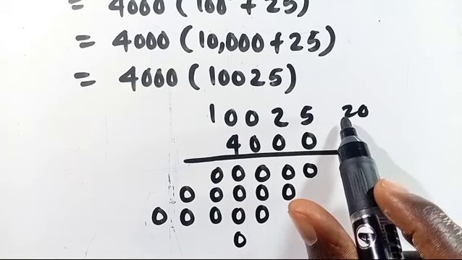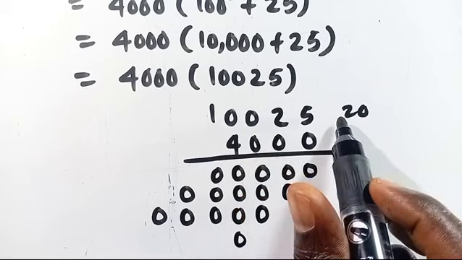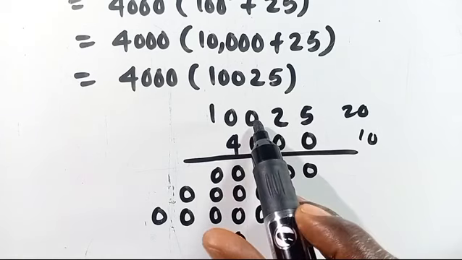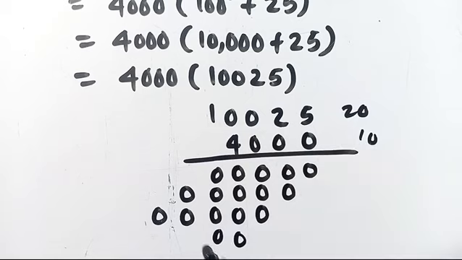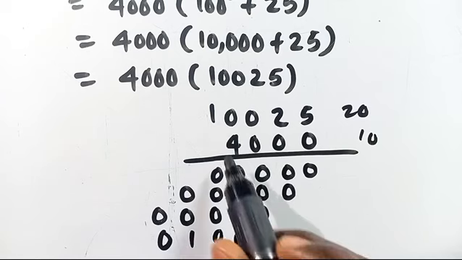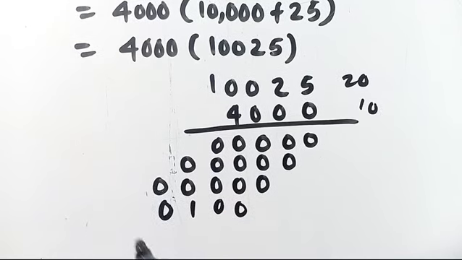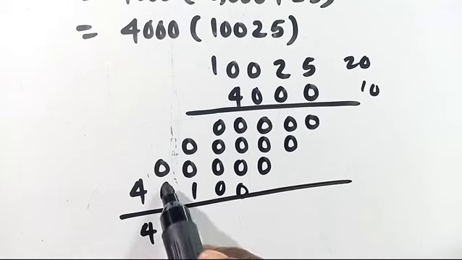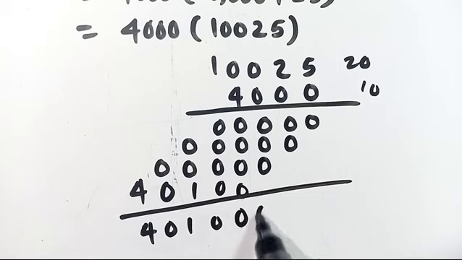Then we carry 2. 4 times this 8 plus 2 is 10. We also take 0, we carry 1. 4 times this 0 plus 1, here will be 1. 4 times 0 is 0. 4 times 1 is 4. So when we balance it, here will be 4, 0, 1, 0, 0, 0, 0, 0.